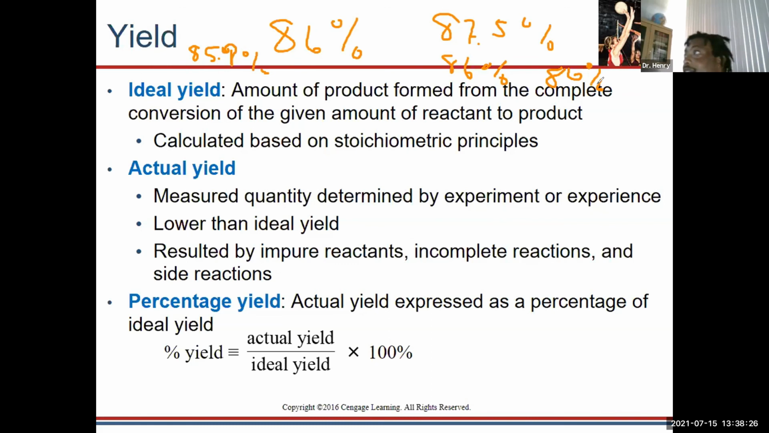Good. Now that I told you that, percent yield is actual yield over theoretical yield, or actual yield over ideal, and you multiply by 100. So we're going to go through this whole process again where we're doing stoichiometry. We're going to get an actual value.